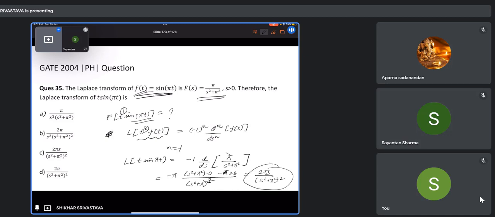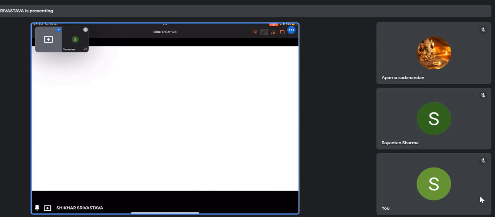So just using this simple formula, it has come out to be 2 pi s upon (s square plus pi square) whole square. So option C. This is just a simple problem. Again, you just find the Laplace transform. See, they don't ask very tough questions, most of the time just very simple ones. One or two times they ask some complicated question, but most of the time, if you remember some basic properties, you can solve a GATE question very easily.